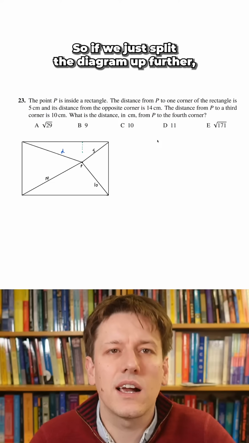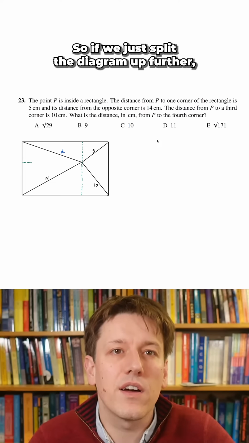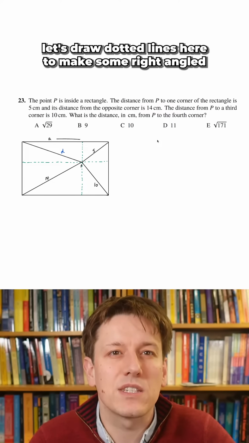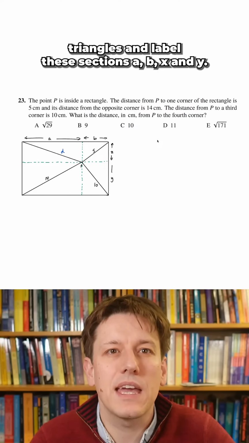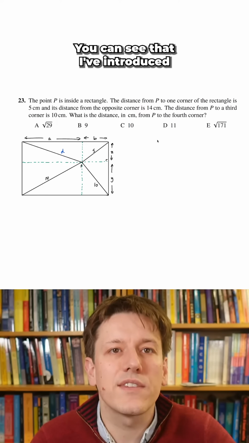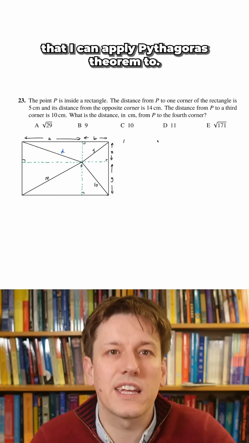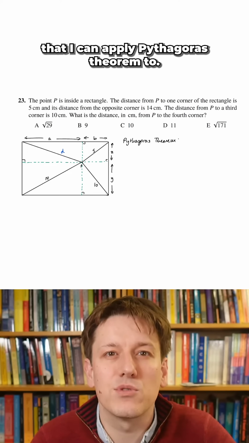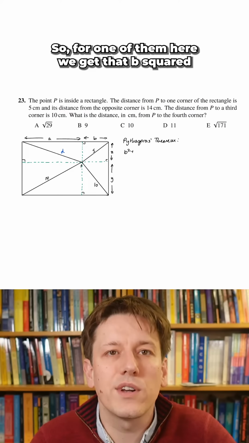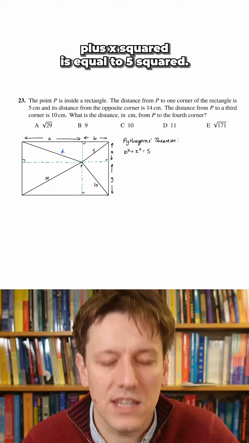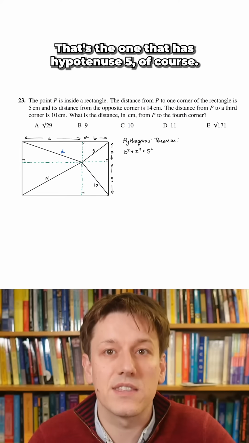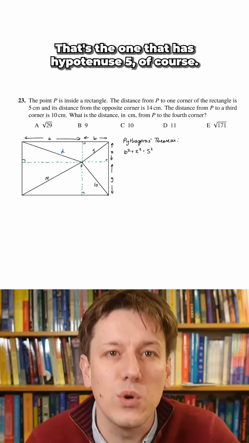So if we just split the diagram up further, let's draw dotted lines here to make some right angle triangles and label these sections A, B, X and Y. You can see that I've introduced lots of right angle triangles that I can apply Pythagoras theorem to. So for one of them here, we get that B squared plus X squared is equal to 5 squared. That's the one that has hypotenuse 5, of course.